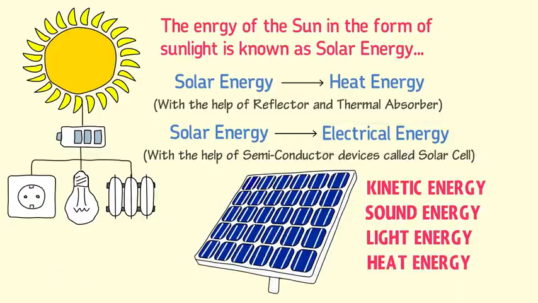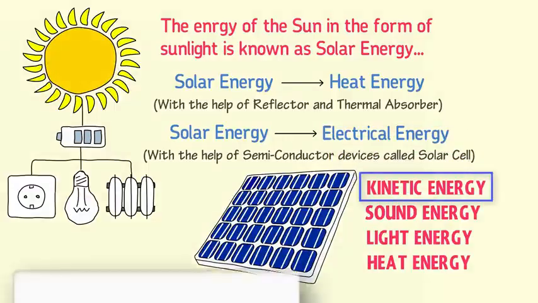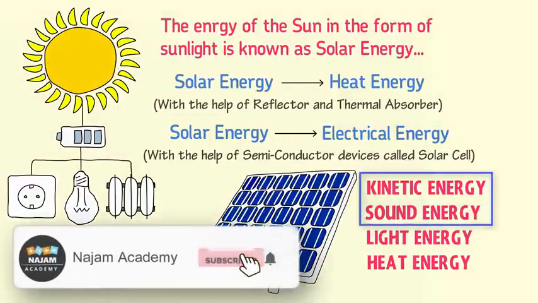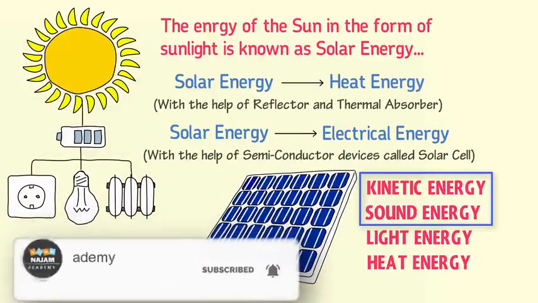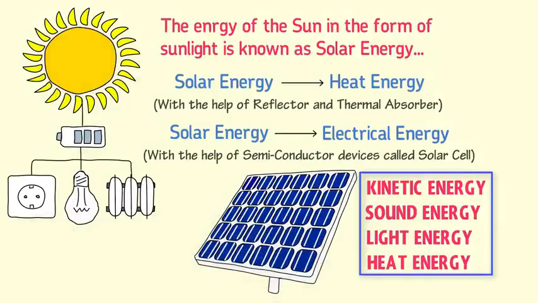Thus, in this example, solar energy of the sun is converted into electrical energy and then to kinetic energy and then to sound energy and at last to light energy.